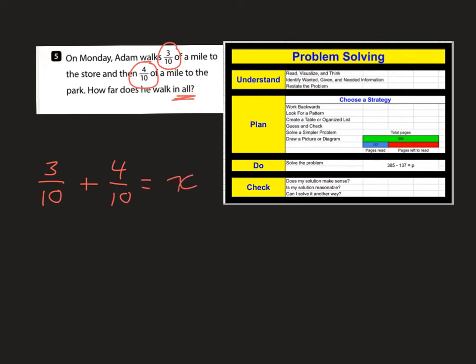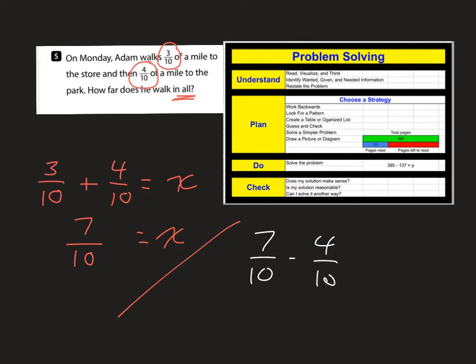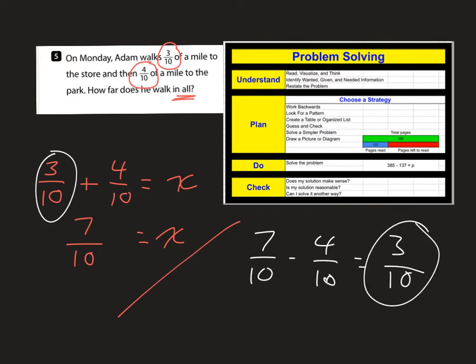So we have our equation set up with our variable, our unknown value, which is x. Go ahead and keep your denominators the same, and 3 plus 4 will give me 7. 7/10 is how far he walked in all. Let's go ahead and check our work here. So we have 7/10 minus 4/10. Denominator stay the same. 7 minus 4 will give me 3. And I know these match up, so we are good to go.